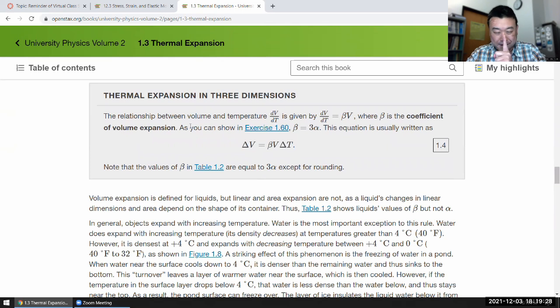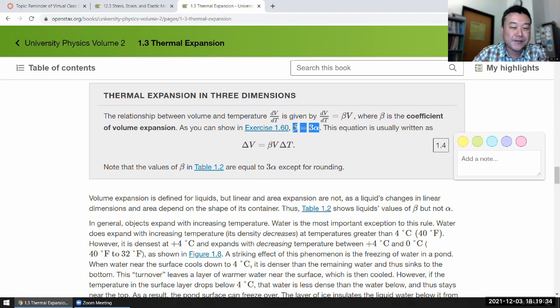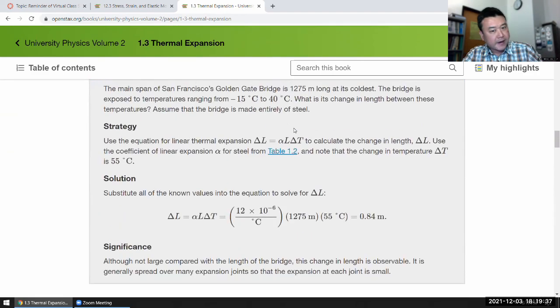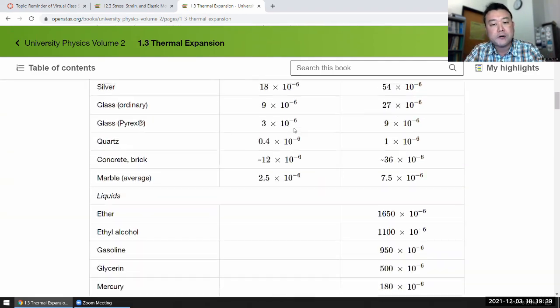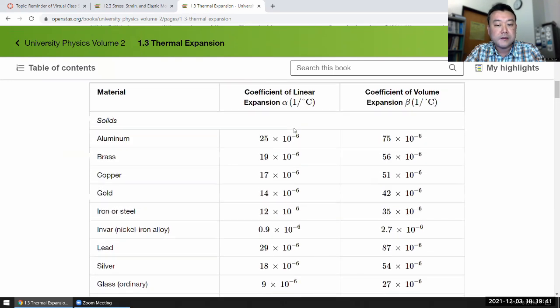And now, this is where I remember. Yeah, it's about 3 times the linear coefficient. And you can see here, it's not exact because material properties are complicated. It's 3 times 25, well, that is 75. But 3 times 19, that's not 56. That's, I think, 58. No, 57. That's 57, so it's 1 off.